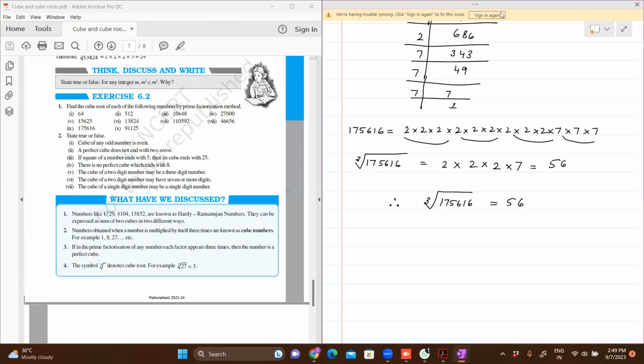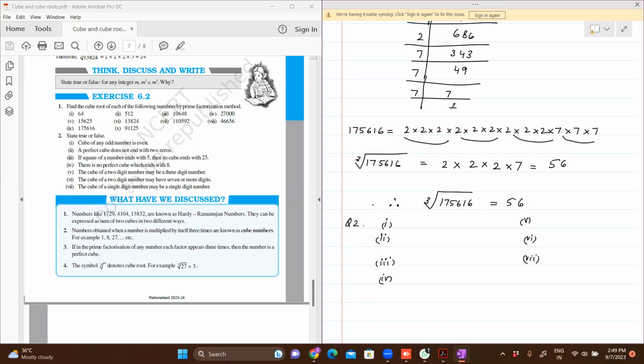I hope the chapter is clear to you. Now we have a few true false questions. Let's quickly solve them also. We have 7 parts. Okay, let me read the statements one by one. Cube of any odd number is even.